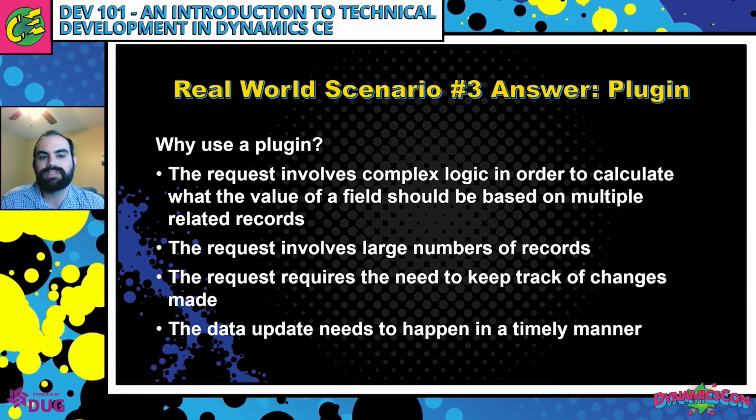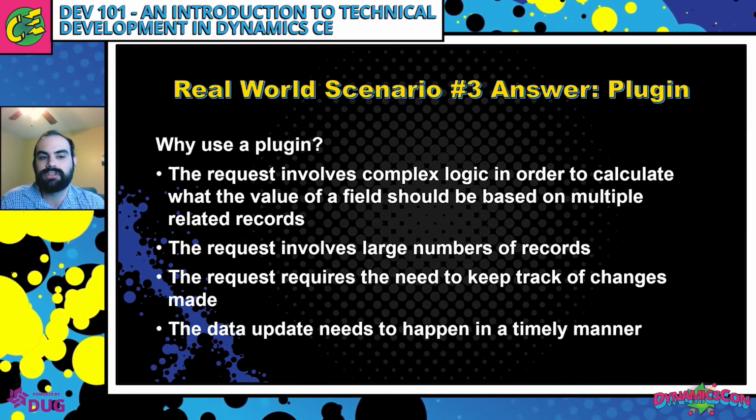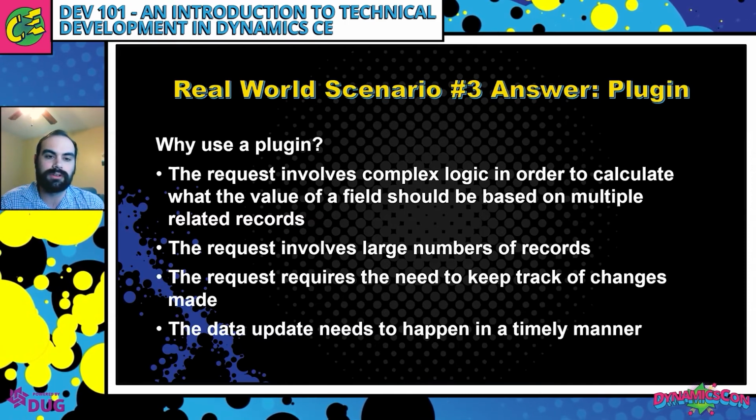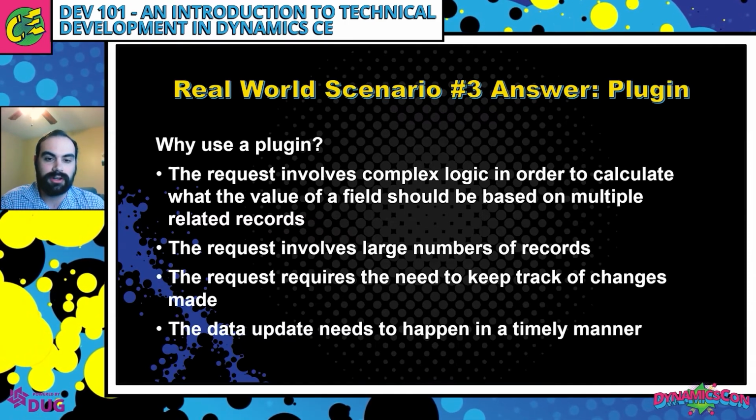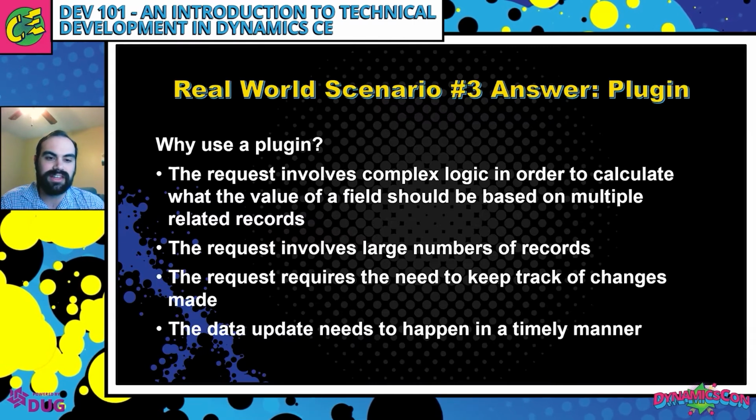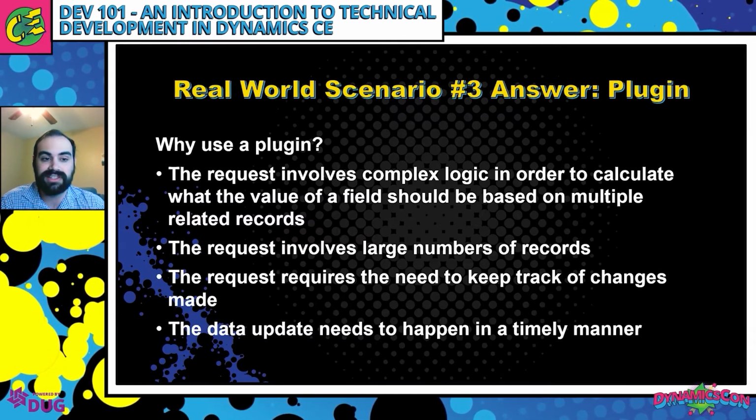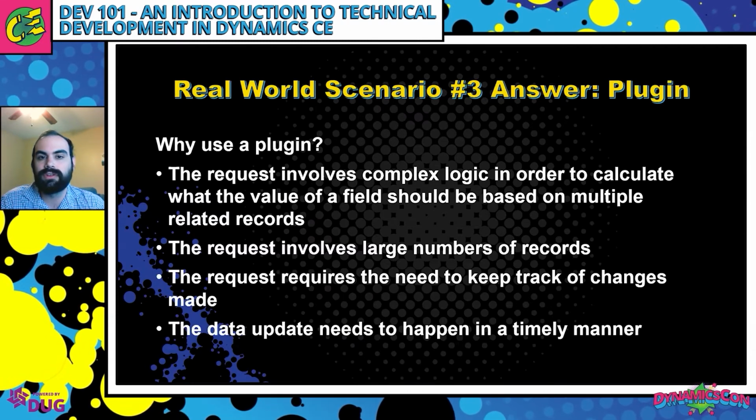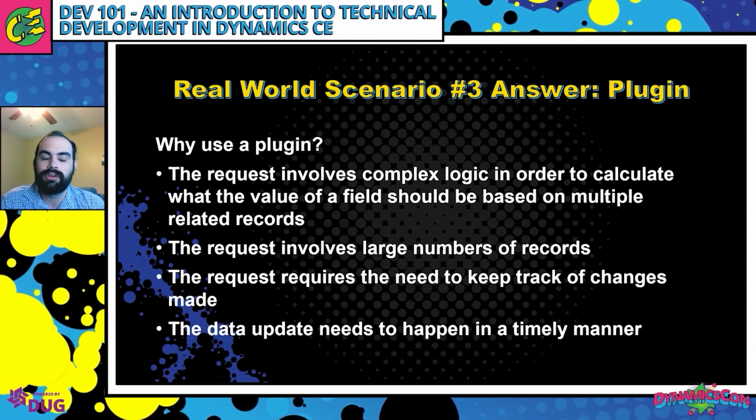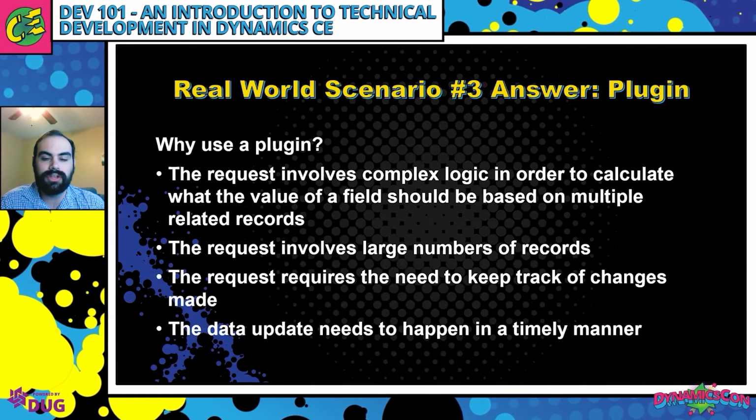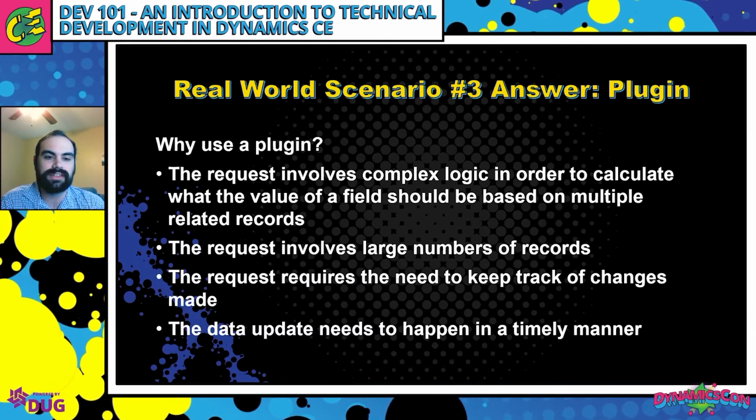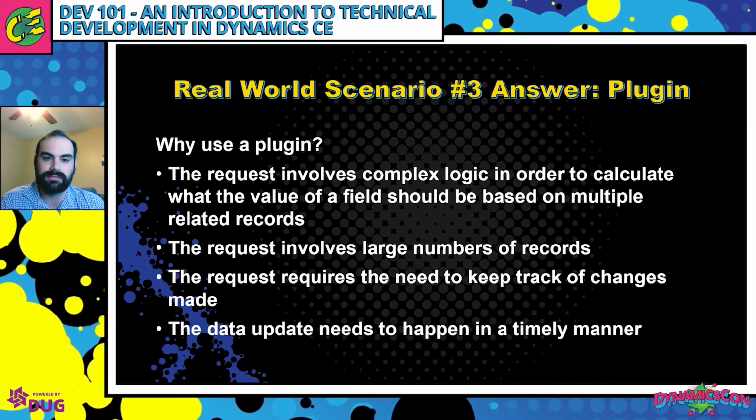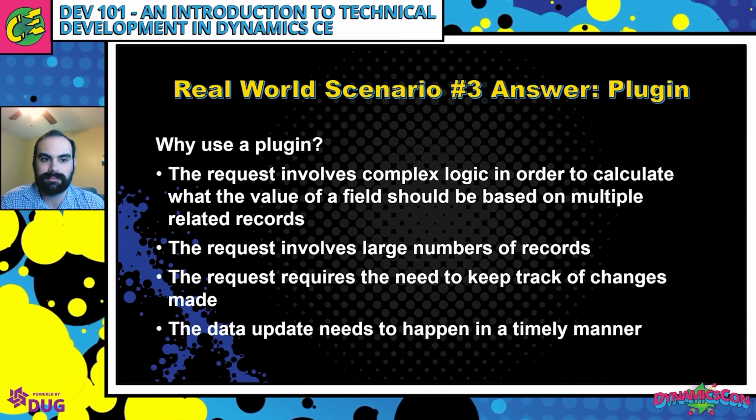Number 1, the request involves complex logic in order to calculate what the value of a field should be based on multiple related records. Plugins are great anytime the request at hand involves significant complexity. Number 2, the request involves large numbers of records. Plugins are very good at dealing with large data sets. Certainly, they are better than Flow for these kinds of size of data set.